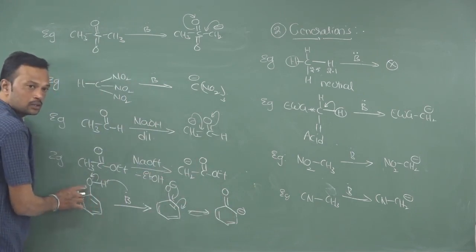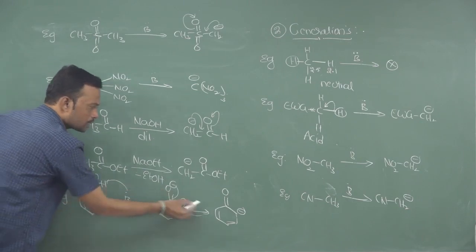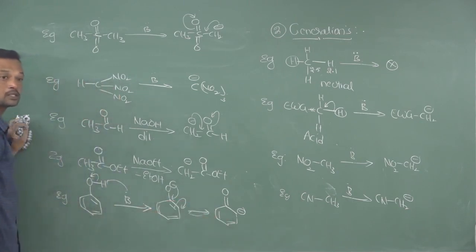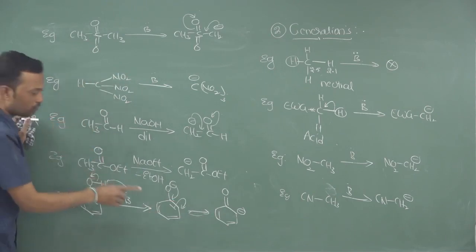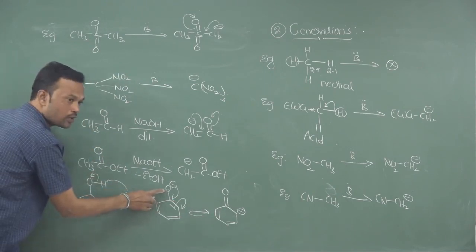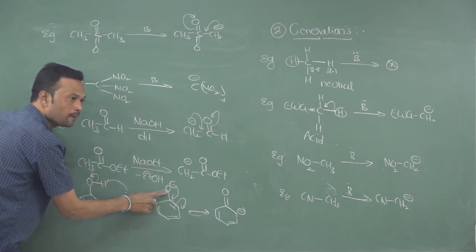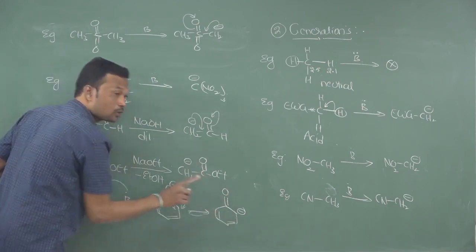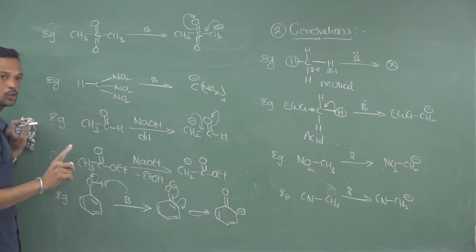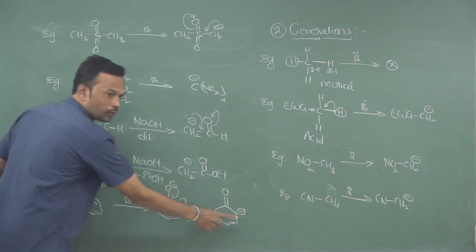Why? Because between O minus and C minus, C minus is highly unstable, that's why it can catch electrophile very fast. But when oxygen carries negative charge, it is very relaxed. Why? Because it is a highly electronegative element, but carbon is not highly electronegative. Carbon bearing negative charge is found to be unstable. Due to its instability, it can take electrophile.